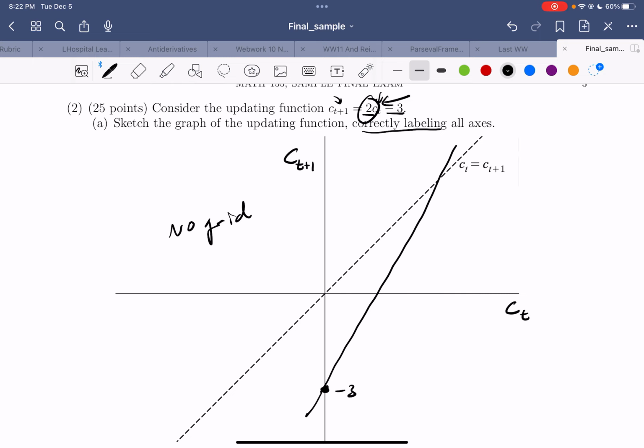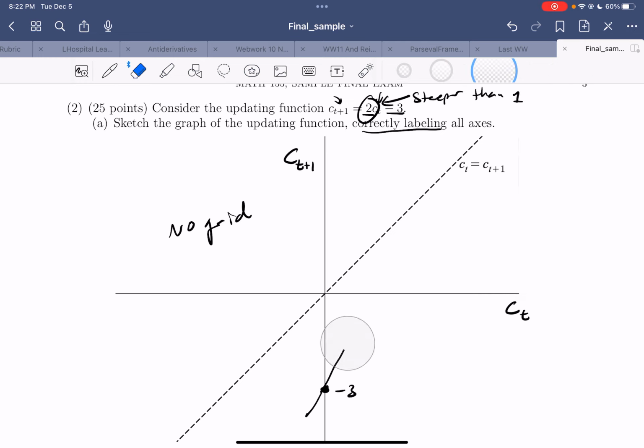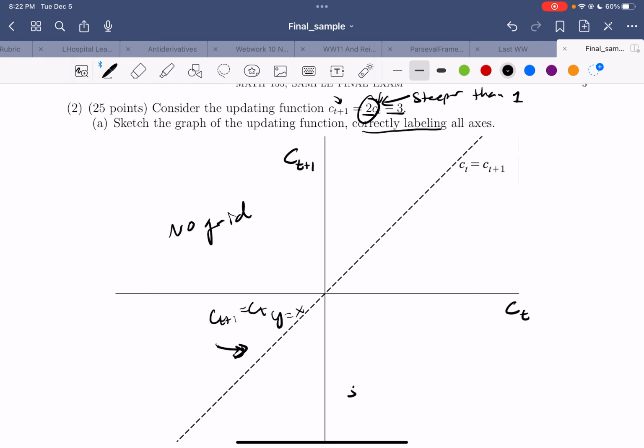And in fact, what's important is that this is steeper than 1. The reason that's important is because this line has slope 1. This is the line y equals x. Technically, it's the line c sub t plus 1 equals c sub t, but whatever. It has slope 1. So if I have a y-intercept of -3 and I draw slope 1, I have two parallel lines. It's important that we're steeper because that way we'll intersect. So we're going to do something steeper than 1 like that.